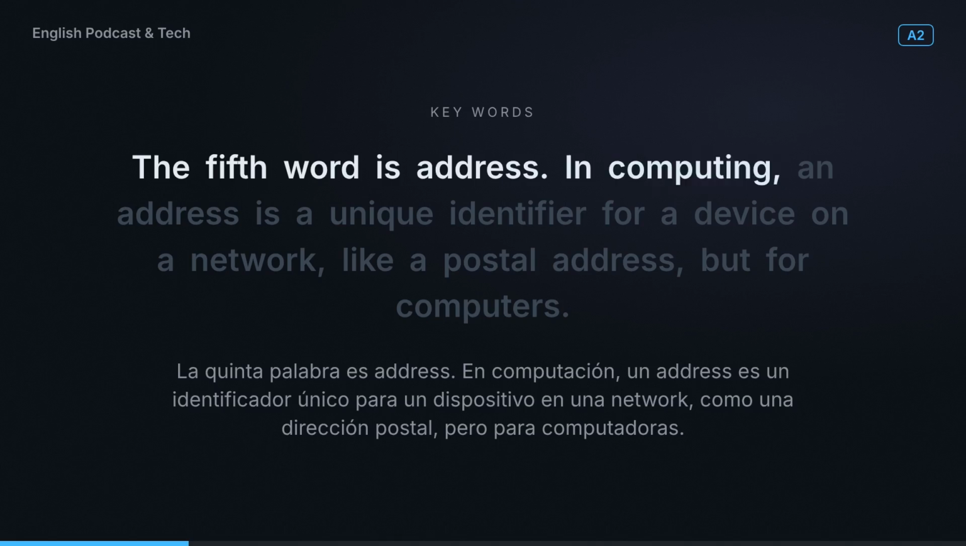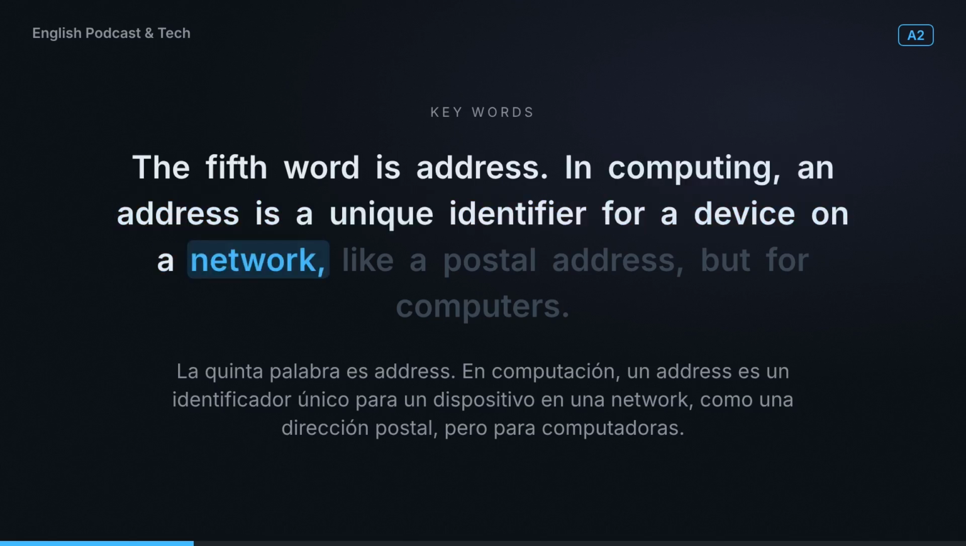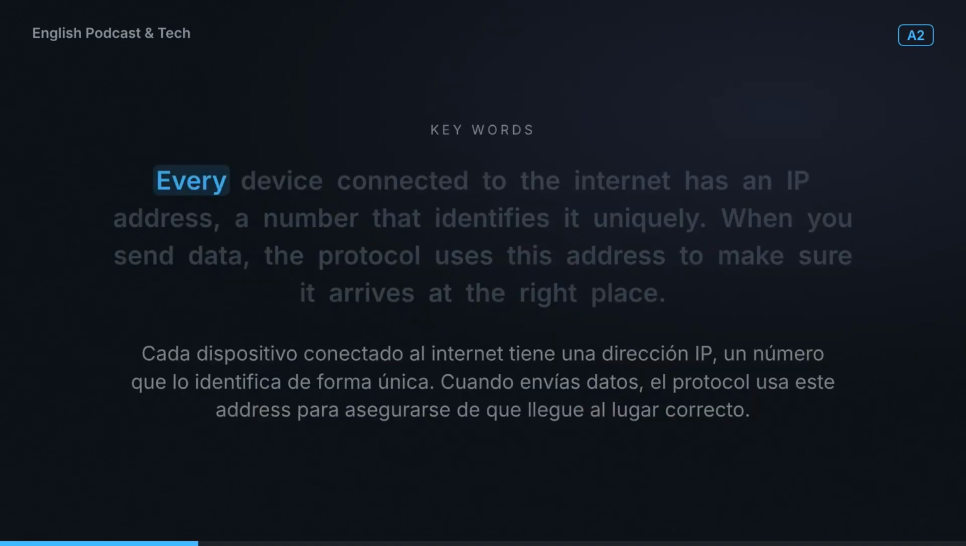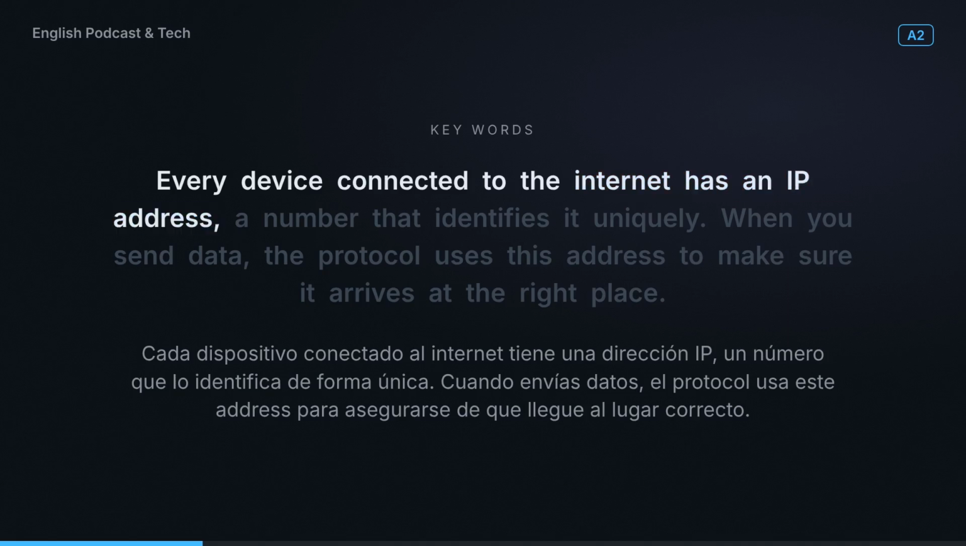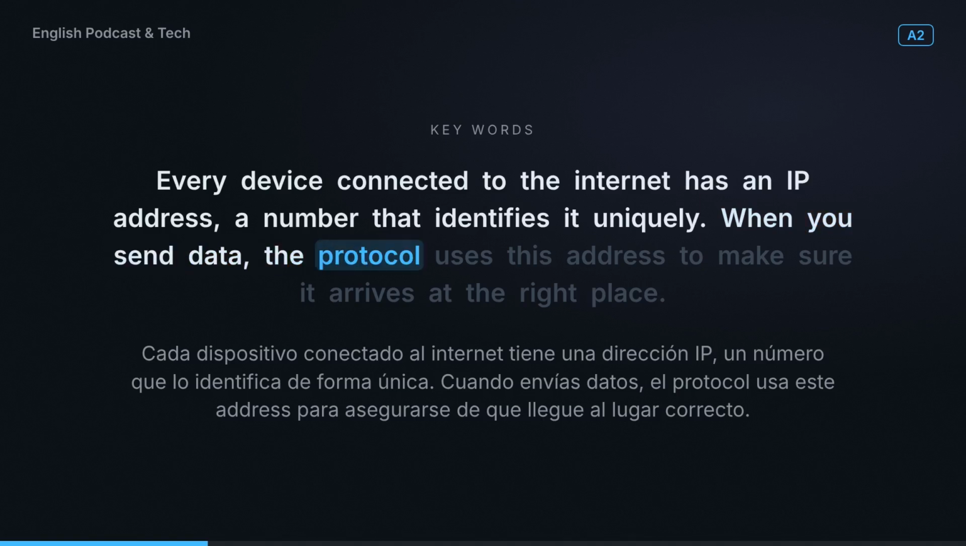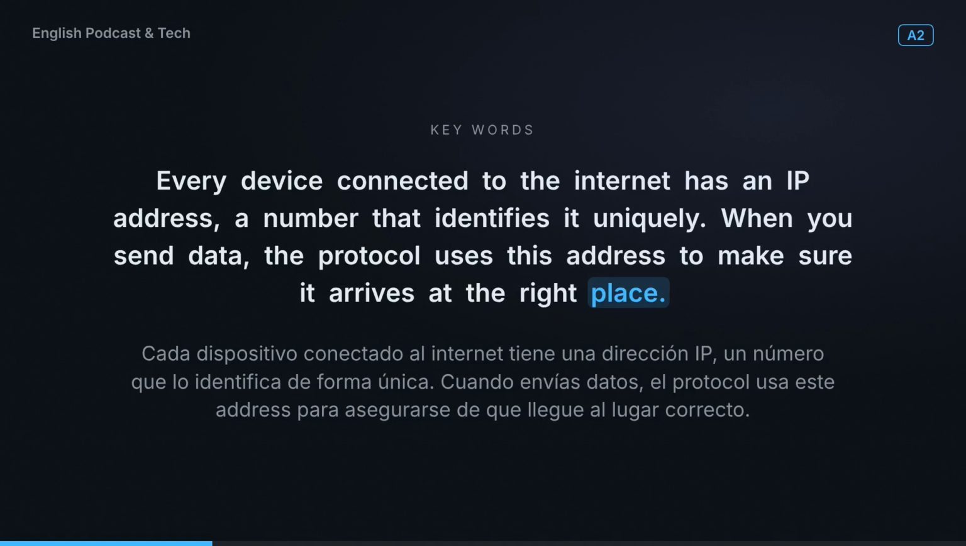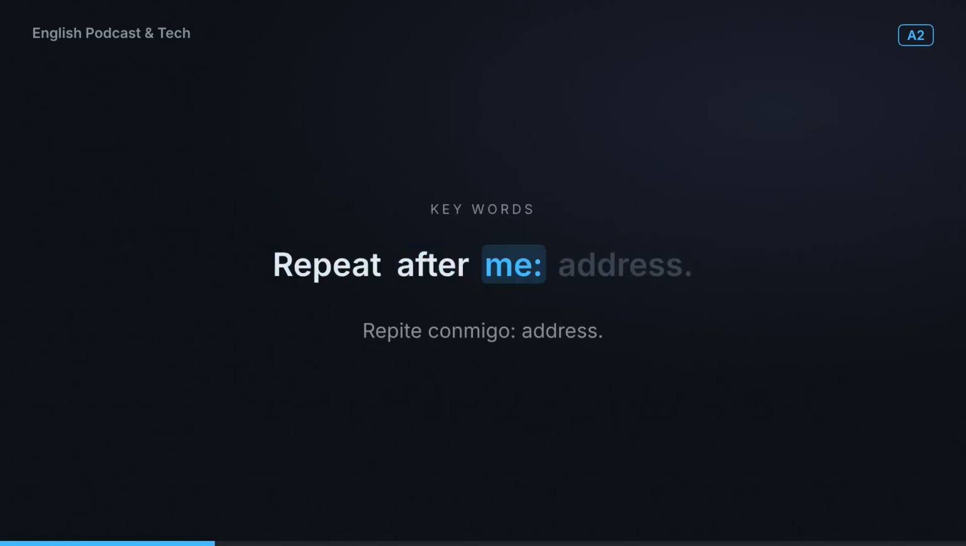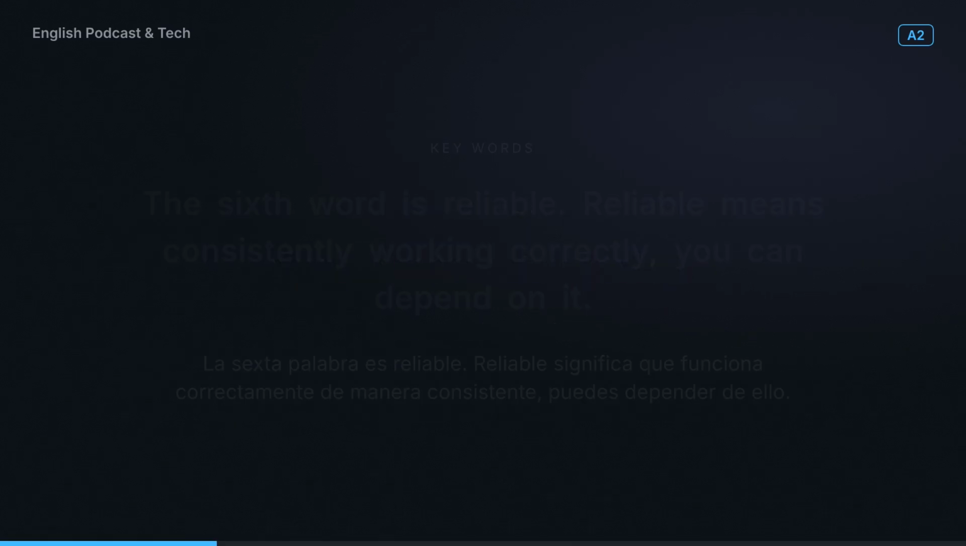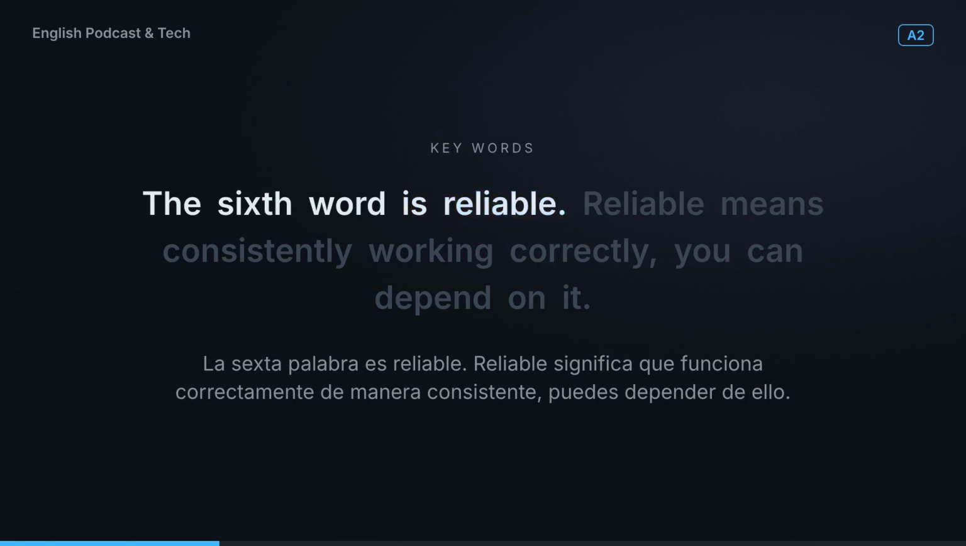The fifth word is address. In computing, an address is a unique identifier for a device on a network, like a postal address, but for computers. Every device connected to the Internet has an IP address, a number that identifies it uniquely. When you send data, the protocol uses this address to make sure it arrives at the right place. Repeat after me. Address.